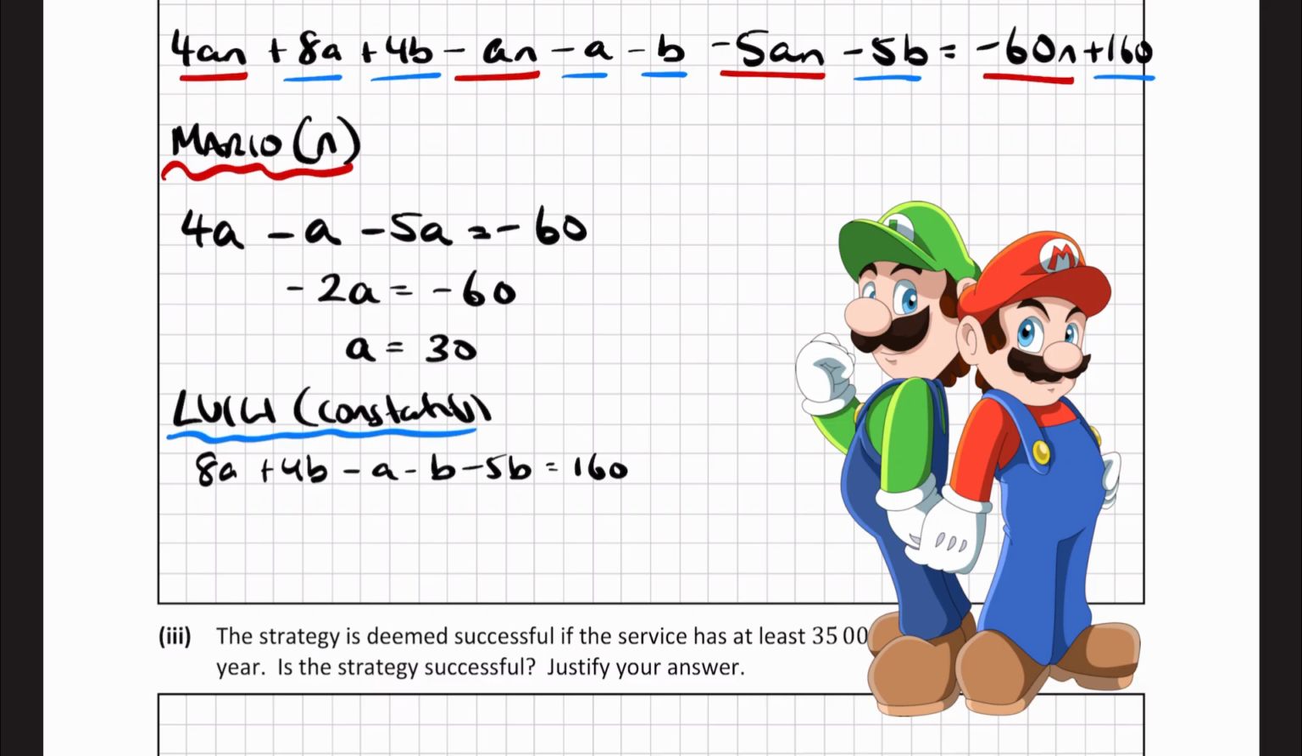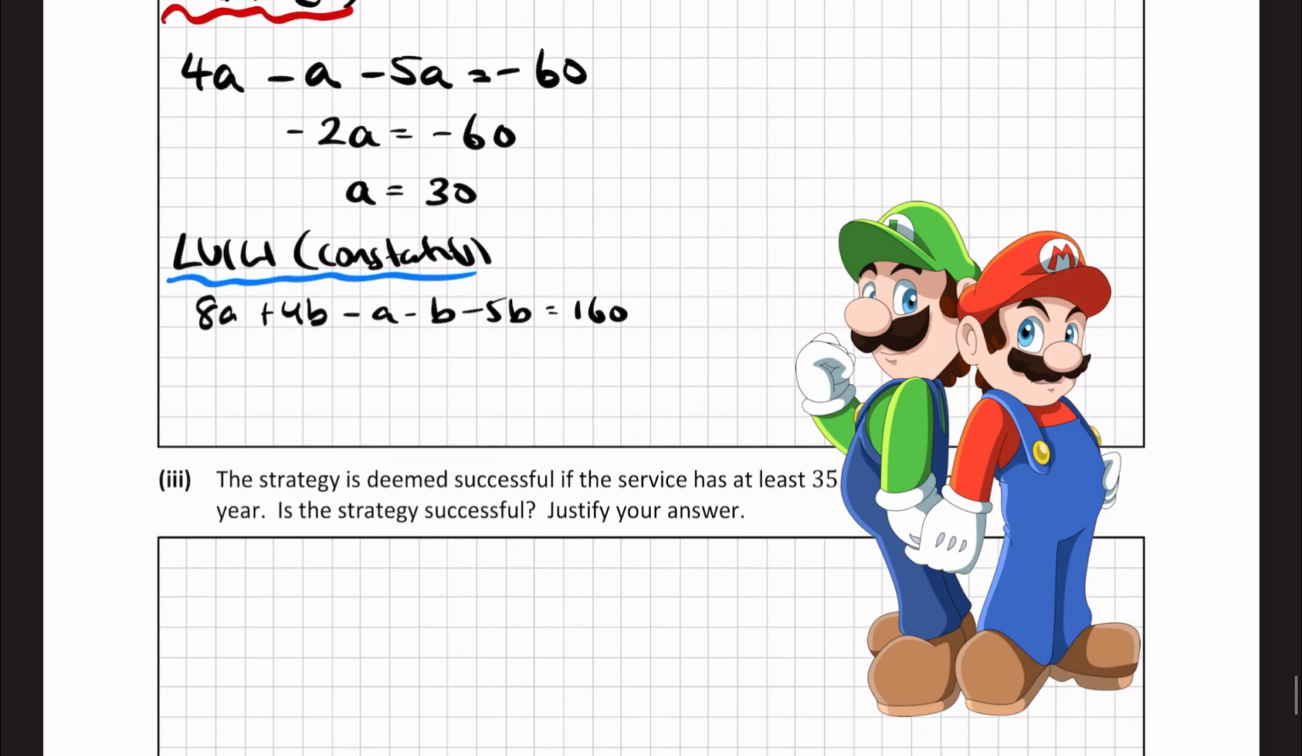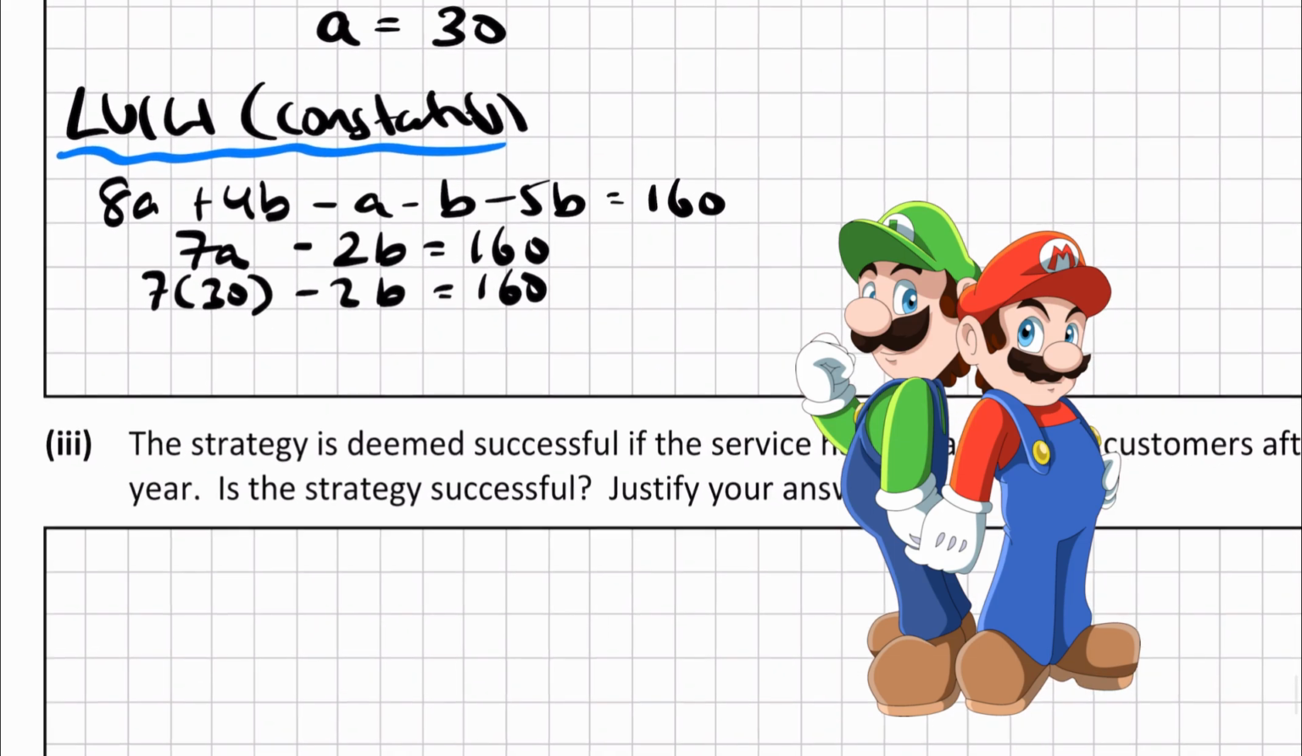And you can neaten that up beforehand if you're so inclined, but it doesn't really matter because math is math. 8a minus a is 7a, 4b minus b minus 5b is minus 2b, equals 160. 7 by 30 minus 2b is 160. So I end up getting minus 2b equals 160 minus 210. Don't trust myself with the maths today, that is minus 50, so I get b is 25.